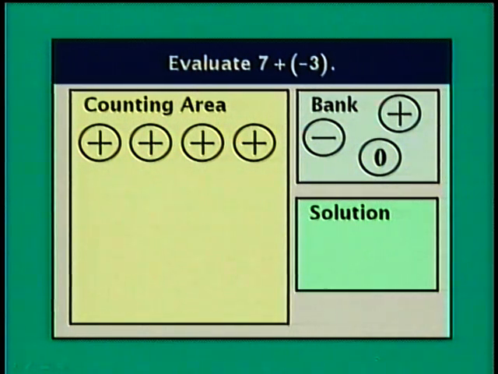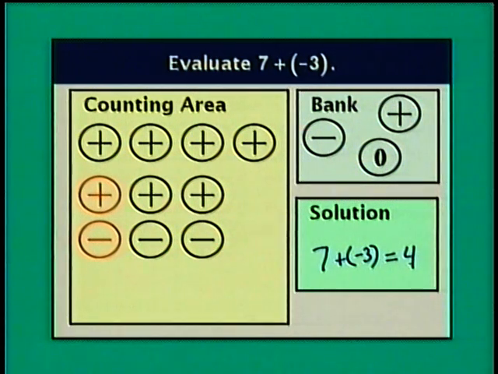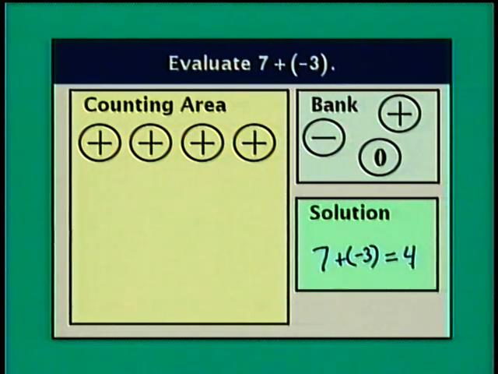What does this tell me? It tells me that if I take 7 and I add -3, the result is +4. You might be thinking, well, that's kind of just like subtracting 3 from 7. Well, in a sense, I did. Let's go back. At first, I had 7 positive chips. What happened to 3 of those positive chips? They turned into 0 chips with the help of some negative chips, and they were taken away.